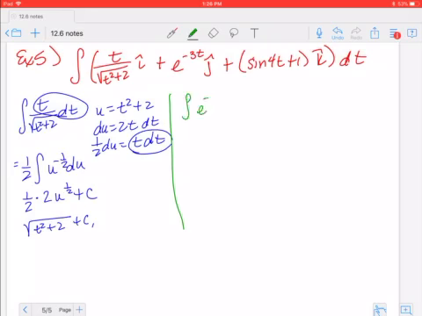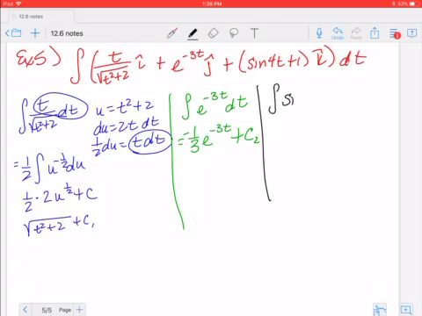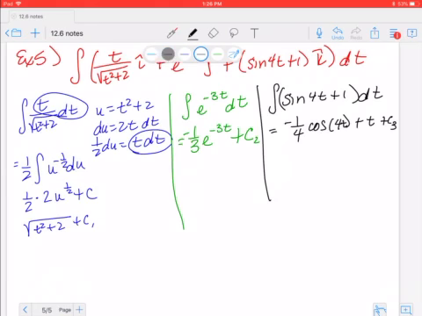Then I'm going to integrate e to the negative 3t dt. So we've got that negative 1/3 e to the negative 3t plus c. There's my second piece. My third piece, I'm going to integrate the sine of 4t plus 1 dt. So that's going to be negative 1/4 cosine of 4t plus t, and then my third c that we have. Sweet.